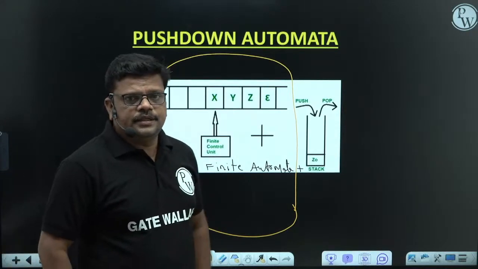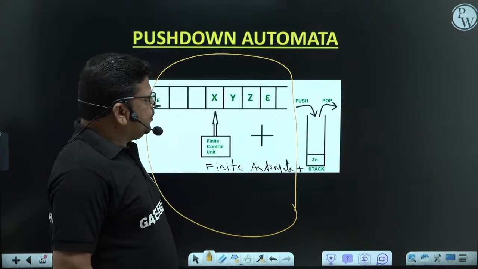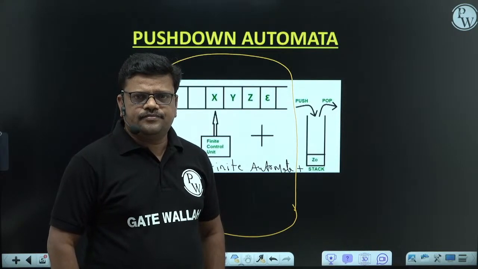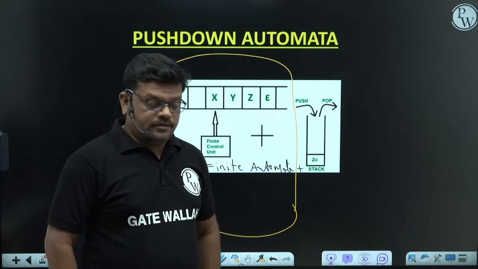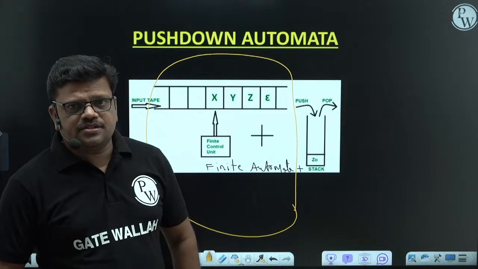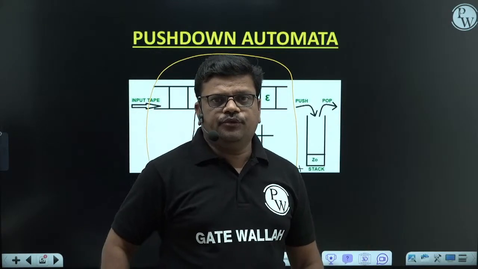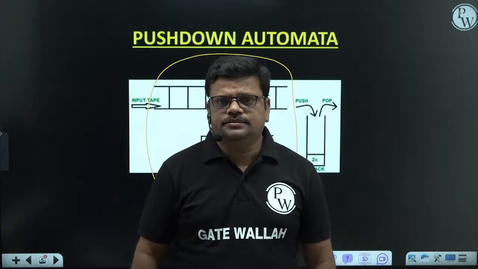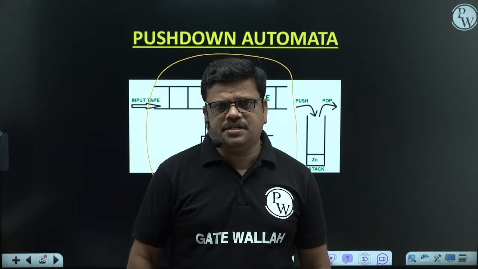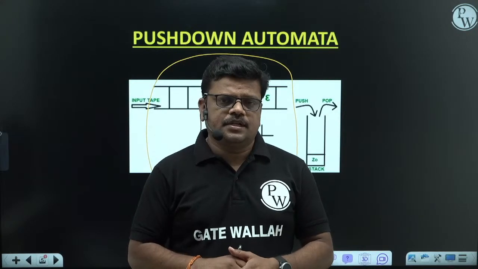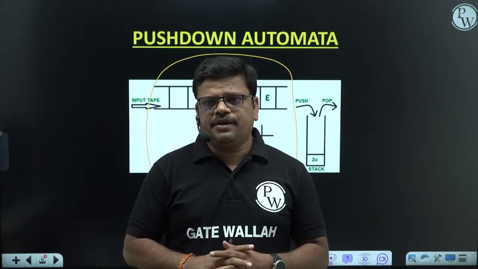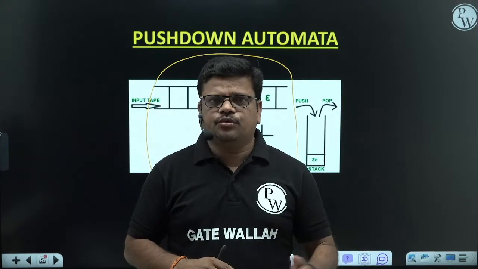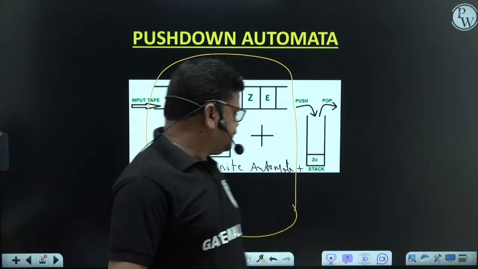Now, why do we want pushdown automata? Is there any limitation of finite automata? That we have to see. We are moving to the next level of automata, pushdown automata, which means there should be some problem with finite automata, some limitation. What is that limitation? Where does finite automata fail? Once you observe this, we can move to our next topic.